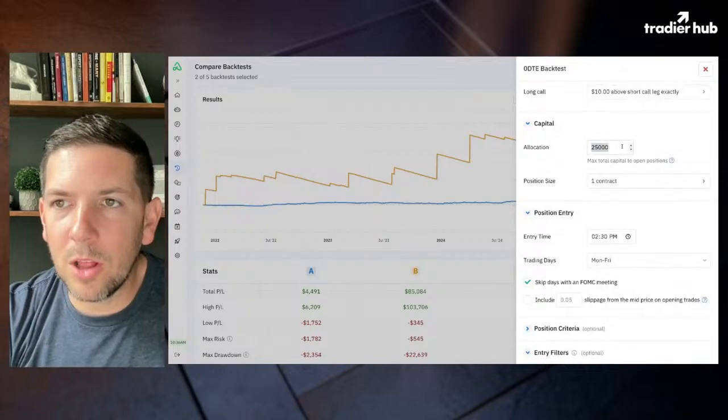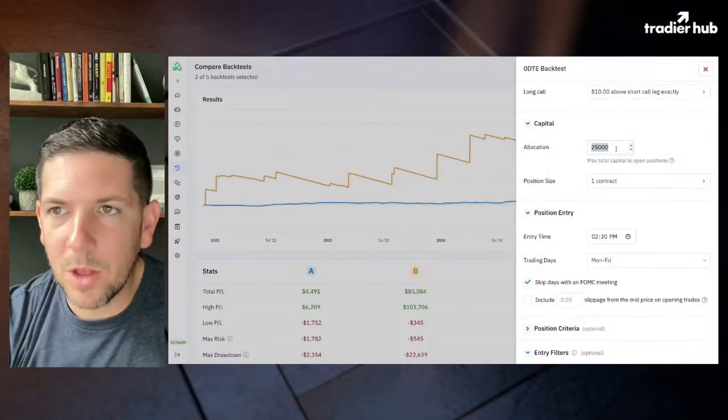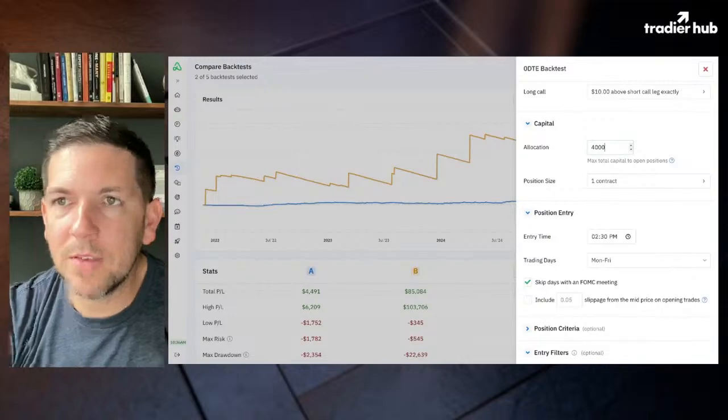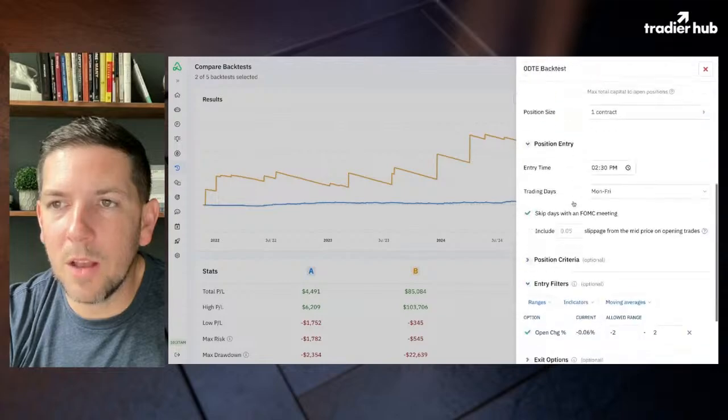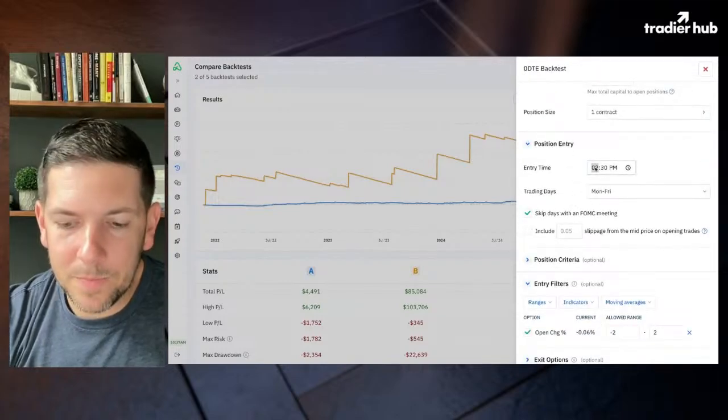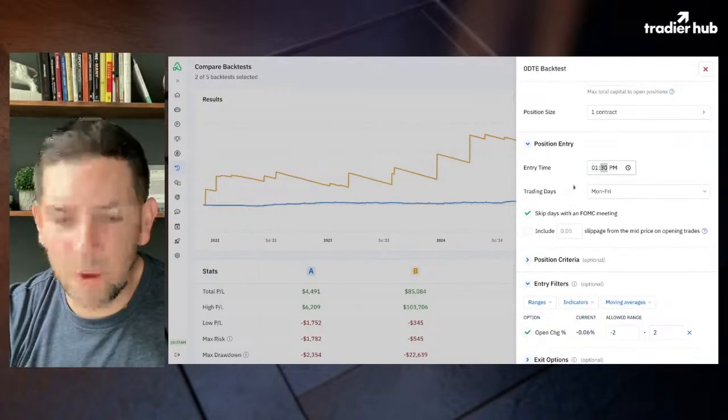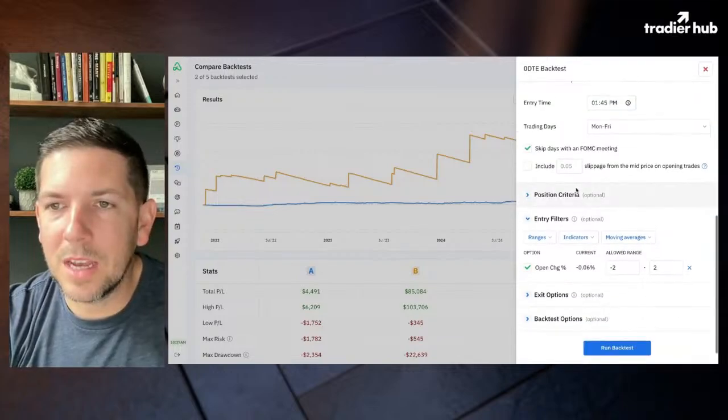We'll start with a small amount of capital, maybe $4,000 here. Only do one contract. So we'll just do one spread here and see if this thing ends up working out well. And we'll do it later in the day. Maybe we'll do it 1:30 in the afternoon, 1:45. Let's just test some different stuff.